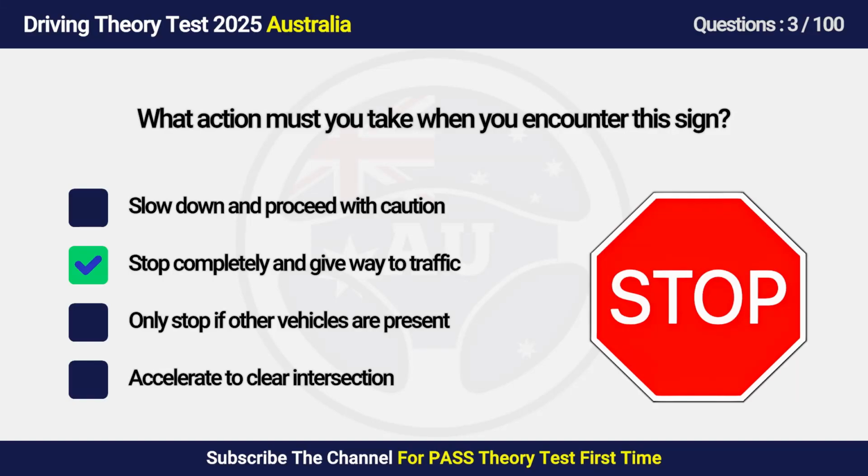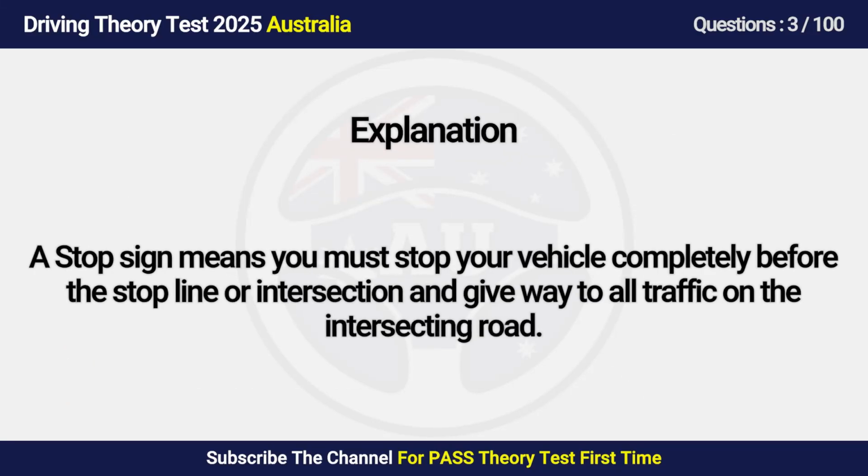Answer is B. Stop completely and give way to traffic. A stop sign means you must stop your vehicle completely before the stop line or intersection and give way to all traffic on the intersecting road.